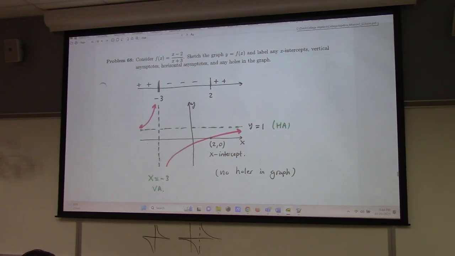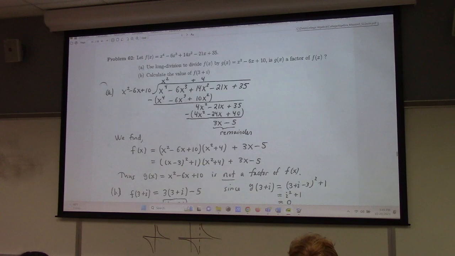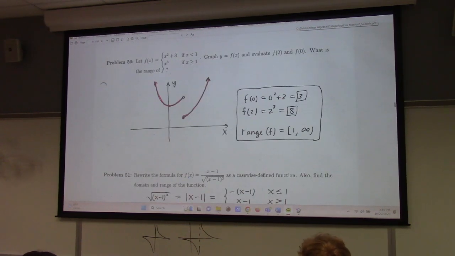Any questions? No? Let's see here. This one's slightly different. This problem 65, a little bit. I wanted to ask a little more. Oh, go for it. The case lines, where we had to turn it into a case-wise function. Oh, this one.